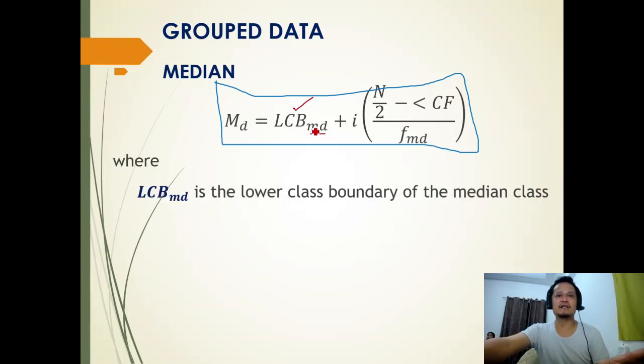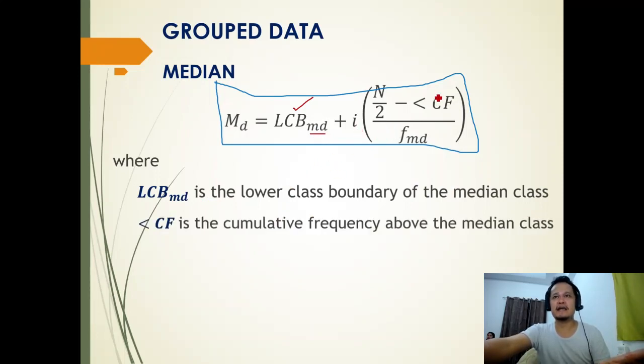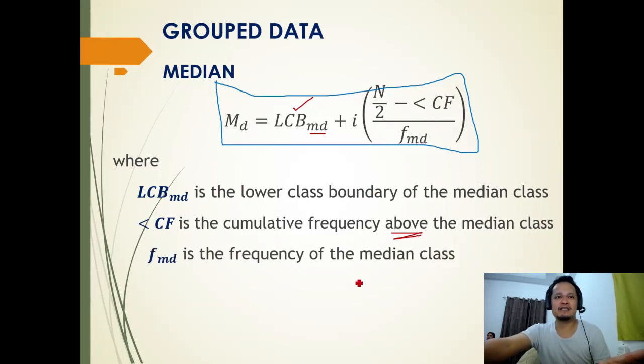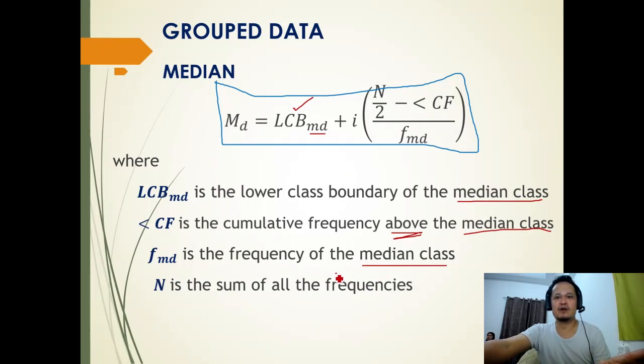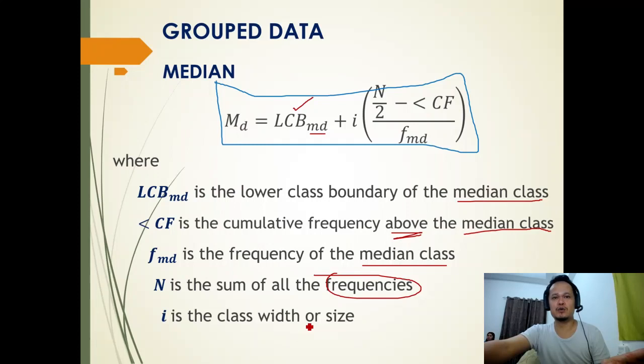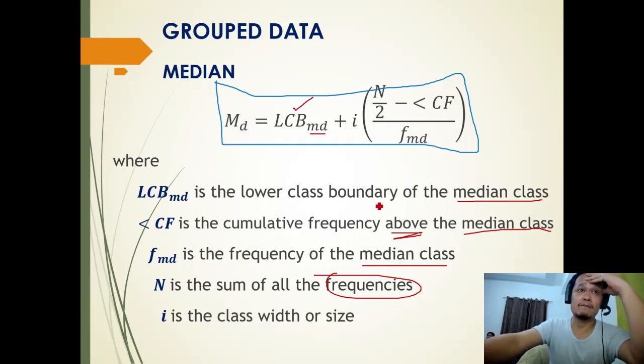LCB is the lower class boundary. MD here stands for median. Then your CF, the less than cumulative frequency above the median class. FMD is the frequency of the median class. N is the sum of all the frequencies, same as before, that's your capital N, and I is the class width or size.